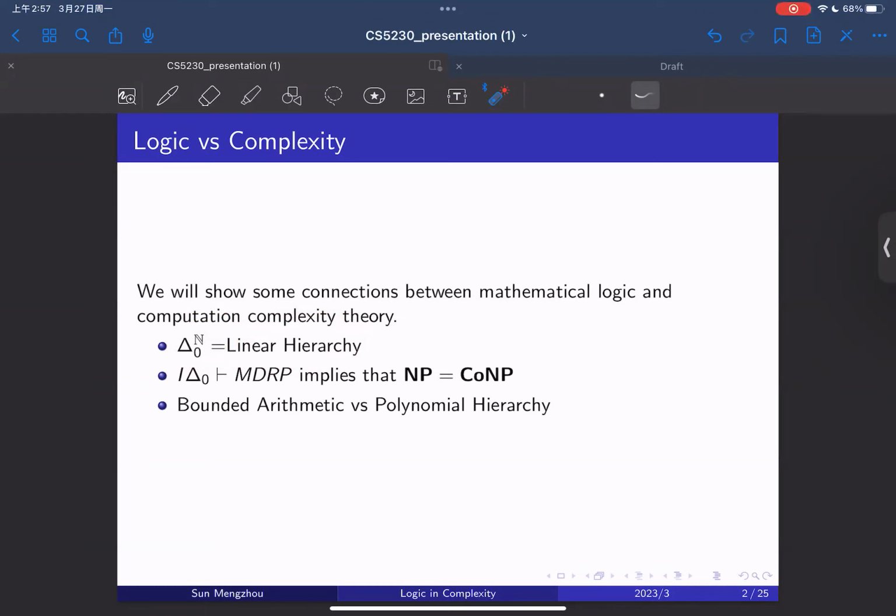And the next one would be: if I delta zero implies MDRP, then NP is the same as co-NP. So this one is an implication in weak arithmetic. We will show that this has some highly non-trivial consequences in complexity theory. And the third one is the relation between bounded arithmetic and the polynomial hierarchy.